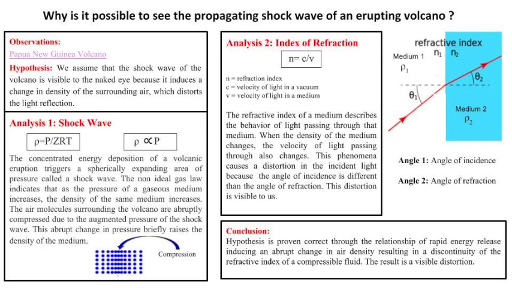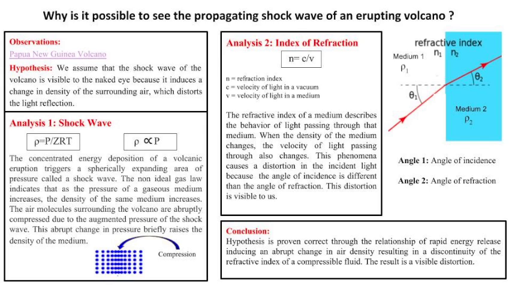Therefore, since there is a sudden change of density in a medium, this causes a change in the refractive index in the medium. As the air molecule compresses, this will cause an increase in the density of the medium, which will change the refraction index, which then will be seen in the visible wavelength.